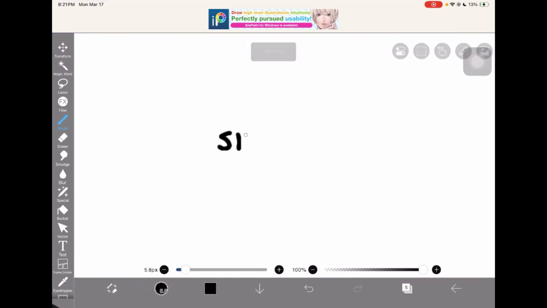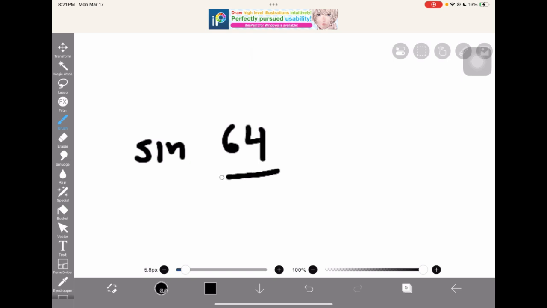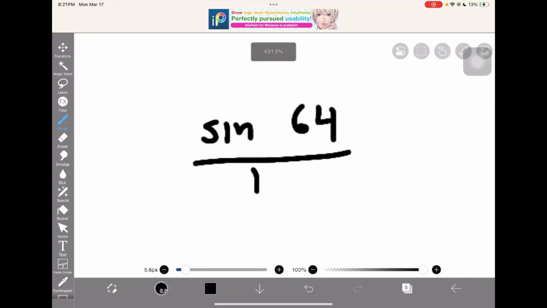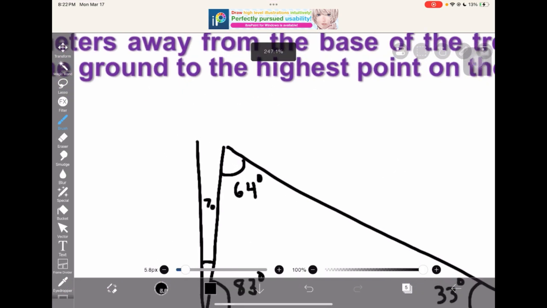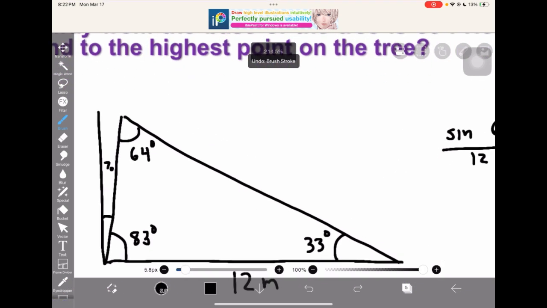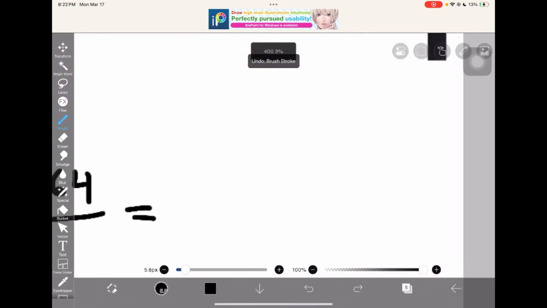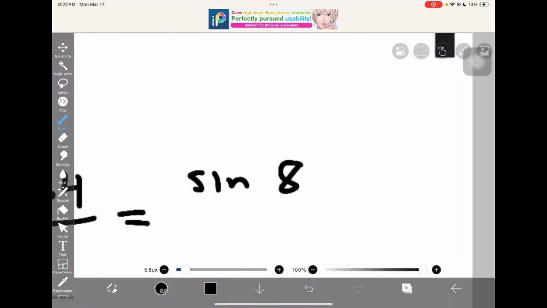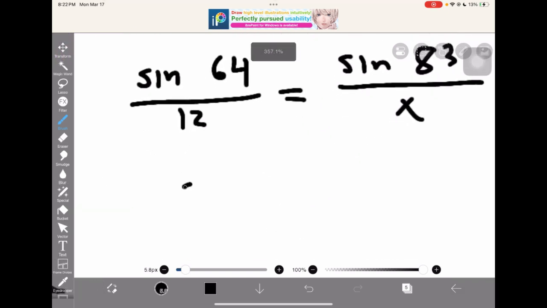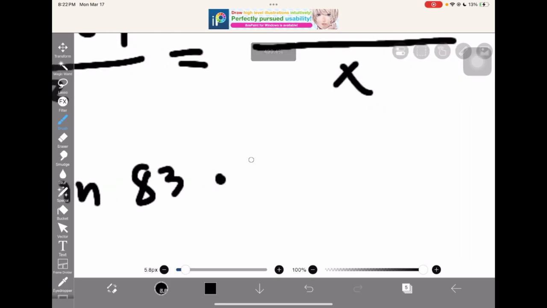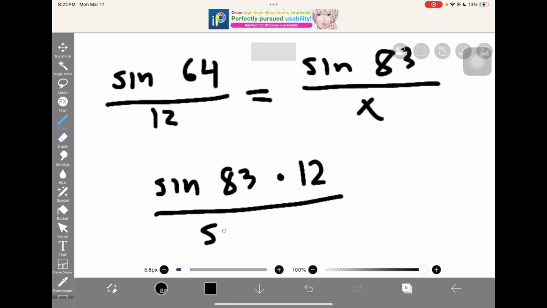Therefore, sine 64 over 12 is equal to, we're looking for the point on the ground to the highest point of the tree, this one. So we're looking for this side, which means we need to use sine 83 to find it out. Sine 83 over x. All right. Cross multiplication. Sine 83 times 12 all over sine 64.